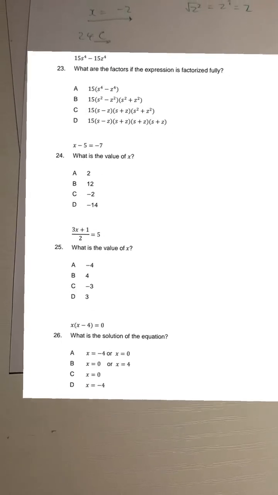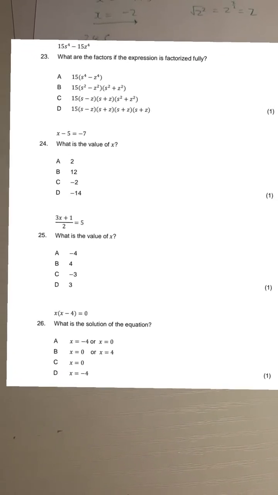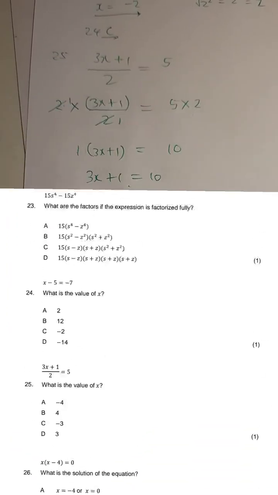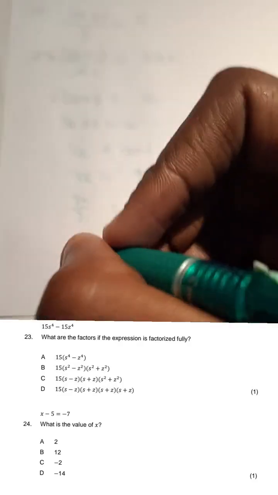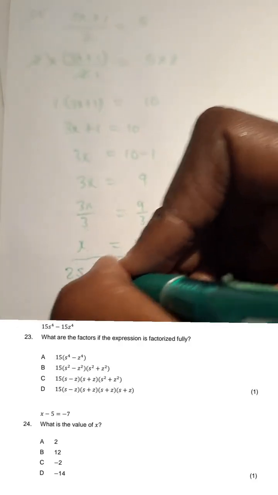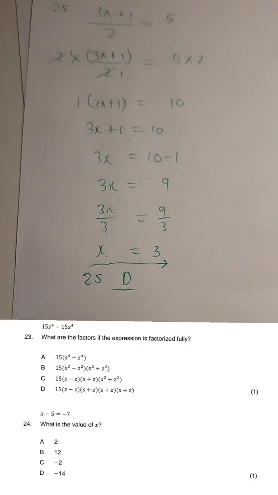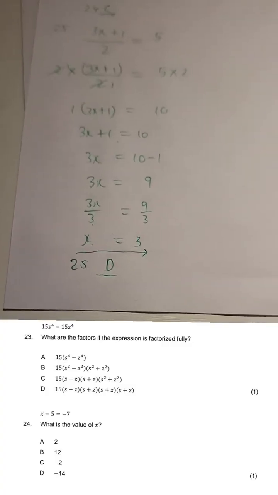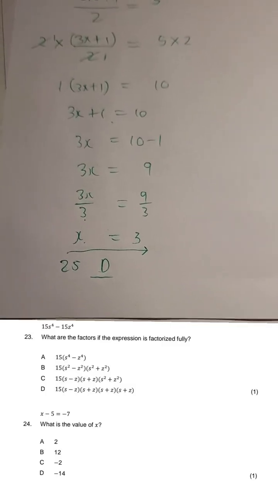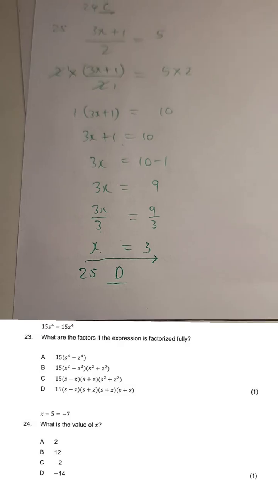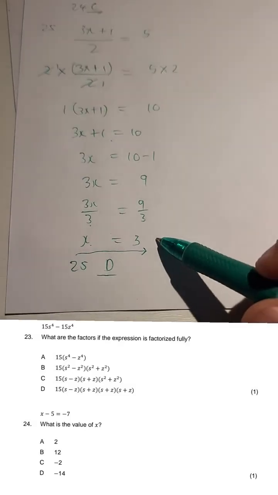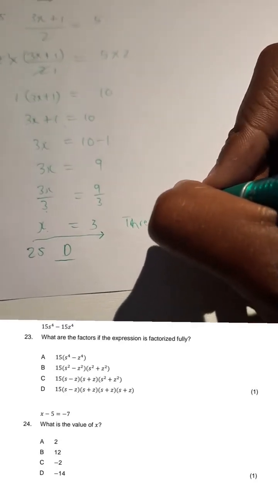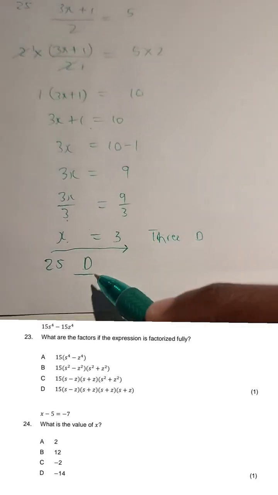So now, if we go to our answers, what is the value of x? Is it A, -4, B, +4, C, -3, or D, 3? Obviously, guys, 25 is going to be D because our answer is +3. The answer that we select is D because the answer is +3. I don't know if you're seeing the rhyme, guys. 3 and D. 3 is D.